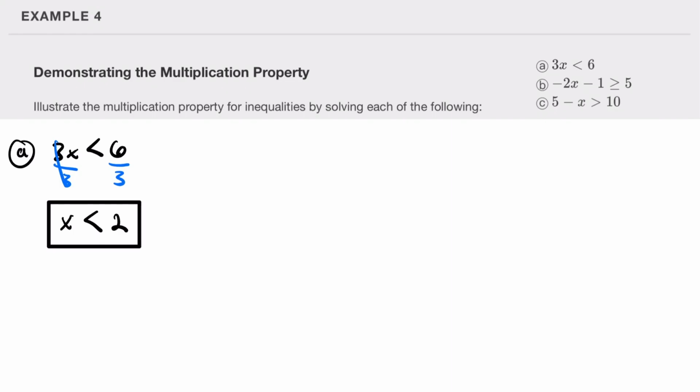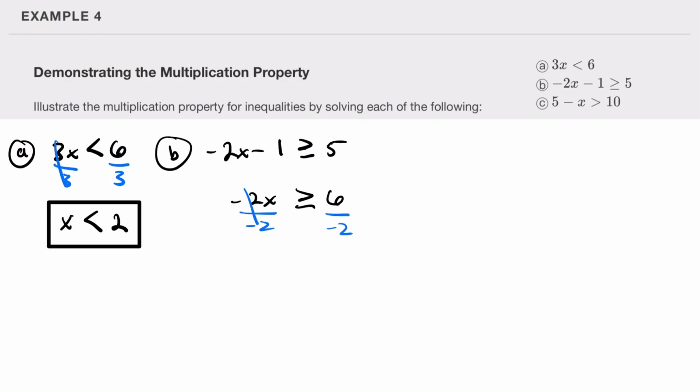B. Negative 2x minus 1 is greater than or equal to 5. We just treat it like an equation. First, we add 1 to both sides. That gives us negative 2x is greater than or equal to 6. Now we're dividing both sides by negative 2. Because we're multiplying or dividing by a negative, the inequality flips. That leaves us with negative 3.